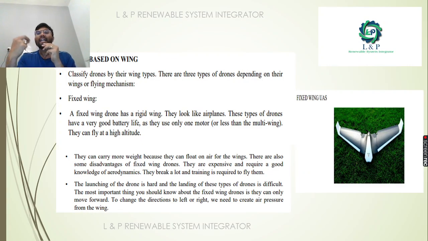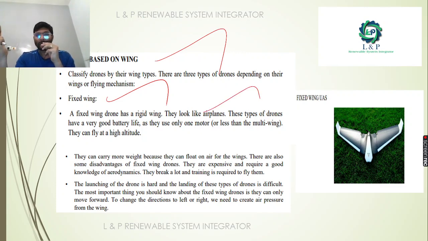We can classify them based on the wings also. We have a fixed wing type, movable wing type, and changeable wing types also. The fixed wing type has very rigid wings. It looks like an airplane. It has a very good battery life. They have only one motor. They can fly at a very high height.